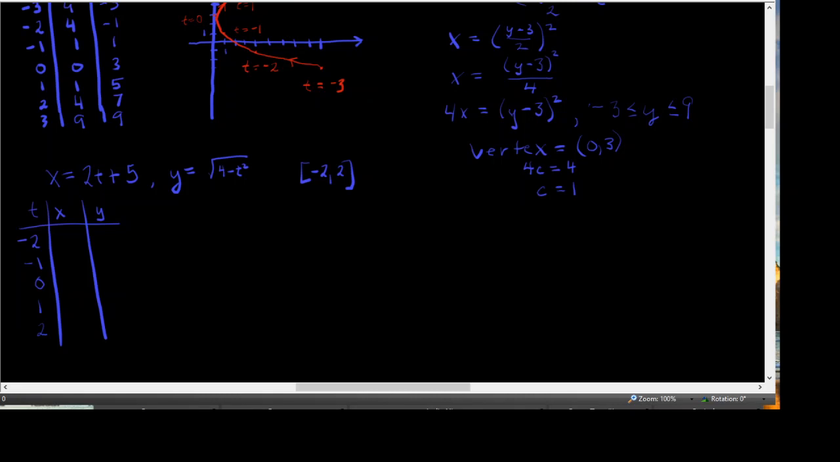All right, so substituting -2 into the x equation, you get 1, and then when t is -1, you get 3. When t is 0, you get 5, 7, and 9. Okay, t squared. -2 squared is 4. 4 minus 4 is 0, so the square root of that is 0. T is -1. 4 minus 1 is 3, so that's the square root of 3. 4 minus 0 is 4. Square root of 4 is 2. When t is 1, you get square root of 3. And when t is 2, you'll get 0.